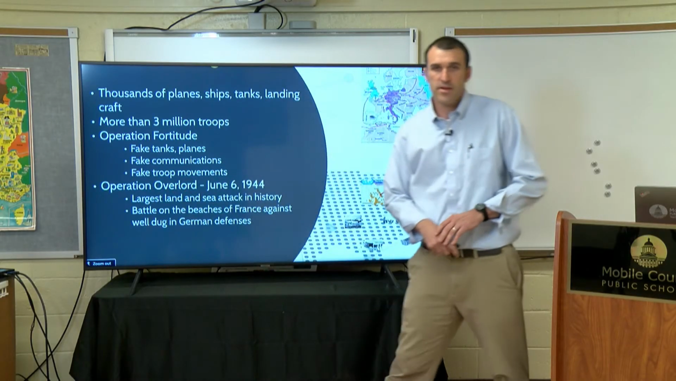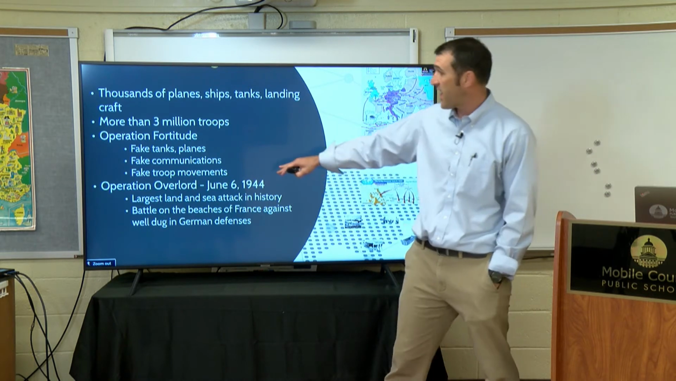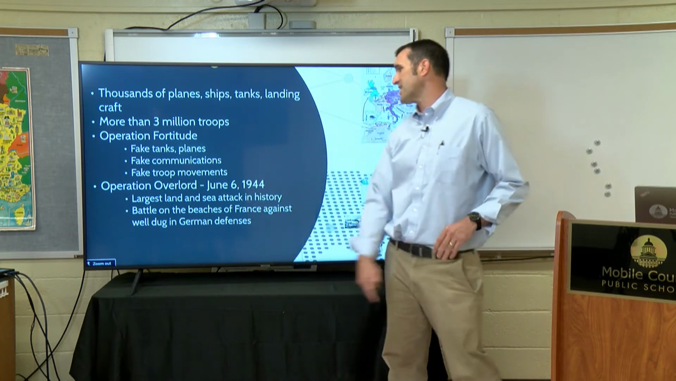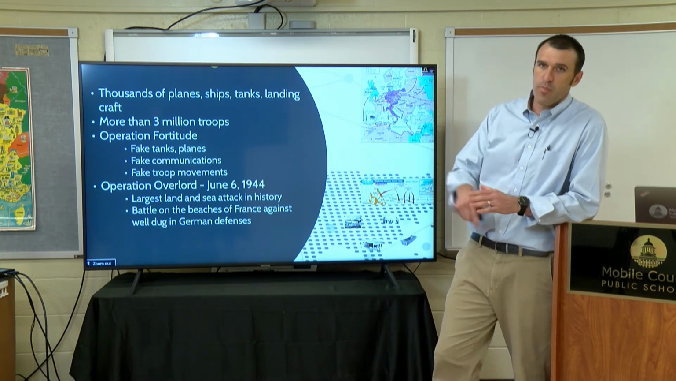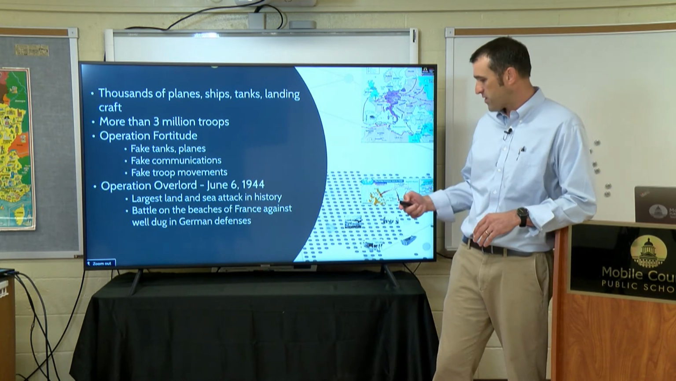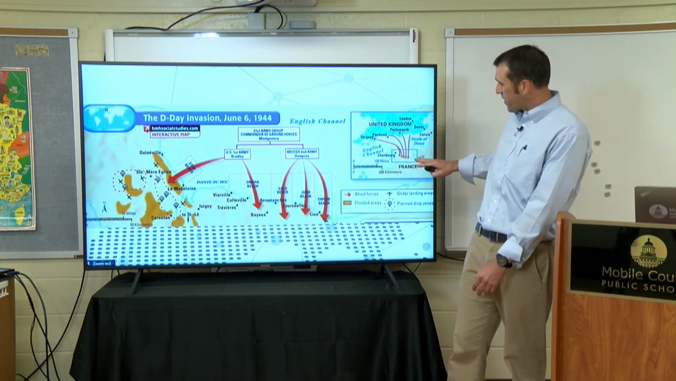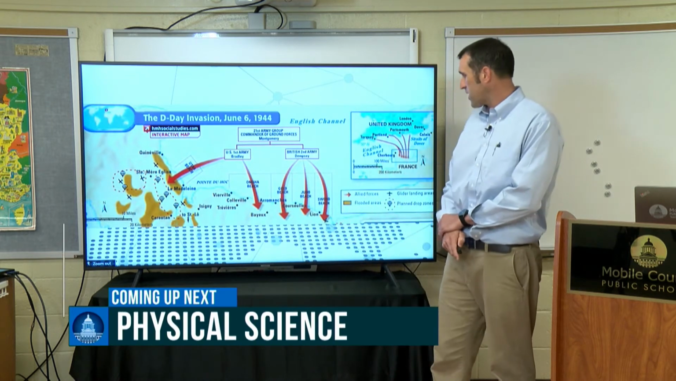Operation Overlord. This would be the attack on the beaches of France, the real attack, not the fake one, but the real one. It was the largest land and sea attack in history, and the battle took place on the beaches of France there in Normandy against these well-dug-in German defenses. Here's a picture of where France is. This is an inset map on where these attacks took place.